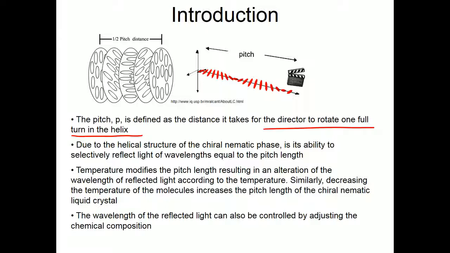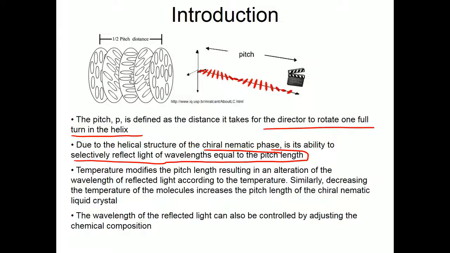Now, due to the helical structure of the chiral nematic phase, it has the ability to selectively reflect light of wavelengths equal to the pitch length. So, whatever the pitch length is, this kind of crystal can selectively reflect light whose wavelength is equal to the pitch length.